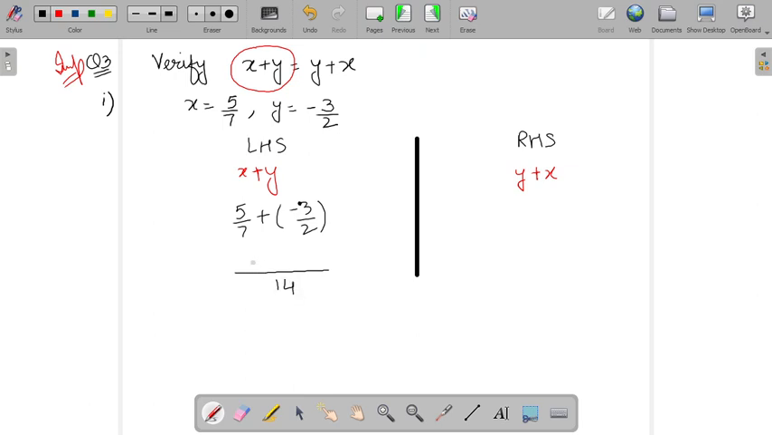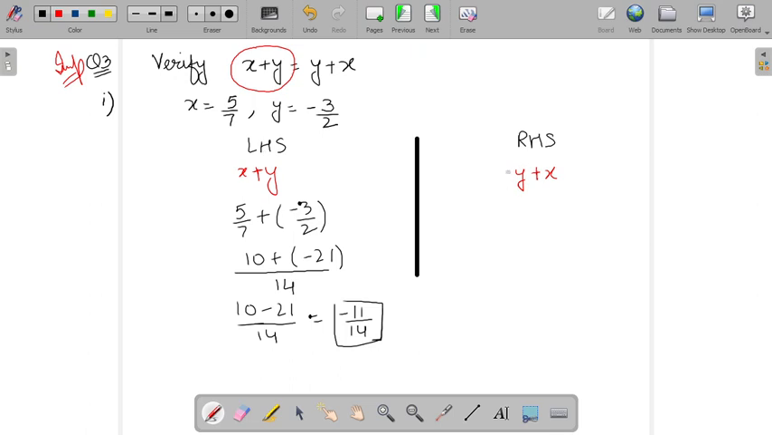LCM is 14. So 10 plus, in the bracket, minus 21. So it would be 10 minus 21 upon 14. So this would be minus 11 upon 14. So this is LHS. Now come to the RHS. Let's see whether RHS and LHS are equal or not.